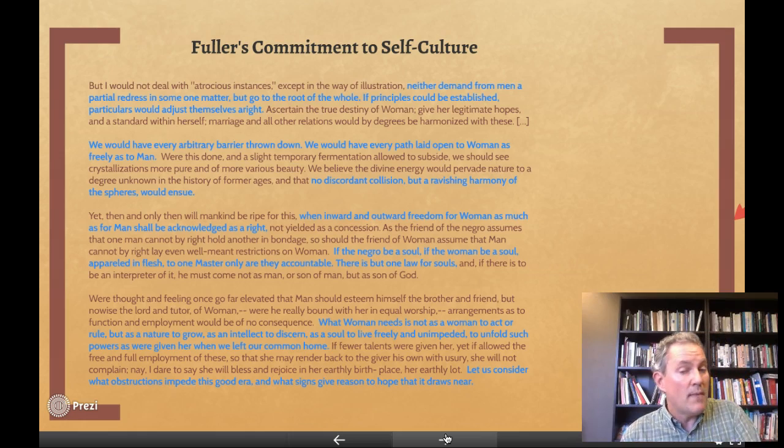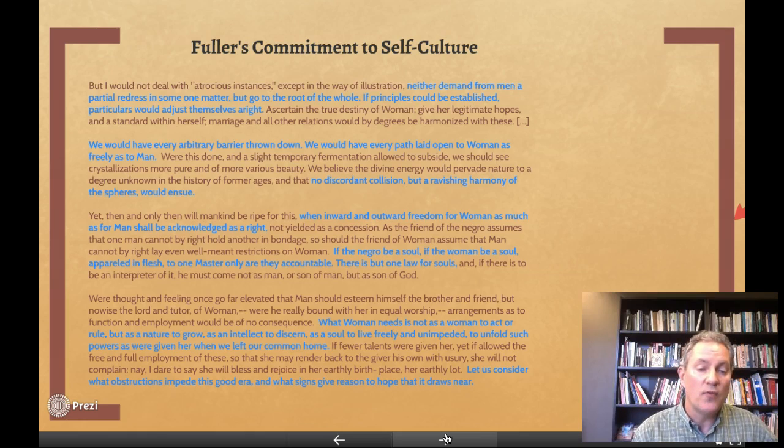Yet then and only then will mankind be ripe for this, when inward and outward freedom for woman as much as for man shall be acknowledged as a right, not yielded as a concession. As the friend of the Negro assumes that one man cannot by right hold another in bondage, so should the friend of woman assume that man cannot by right lay even well-meant restrictions on woman. If the Negro be a soul, if the woman be a soul, apparelled in flesh, to one master only are they accountable. There is but one law for souls. And if there is to be an interpreter of it, he must come not as man or son of man, but as son of God.